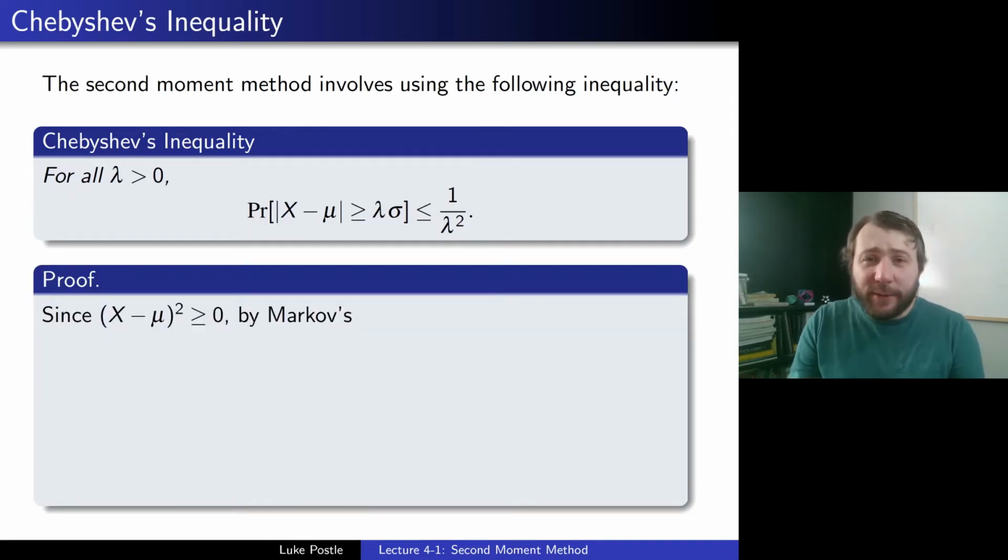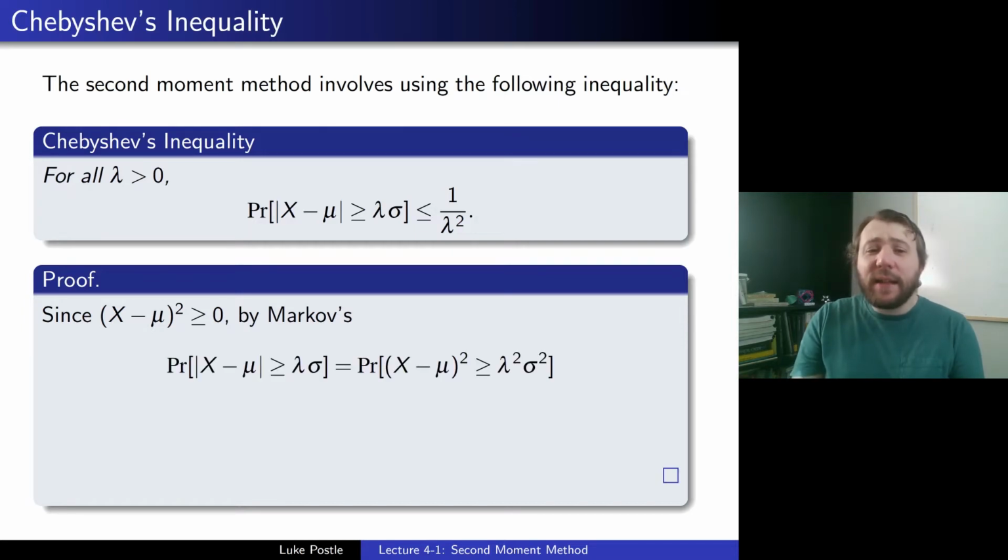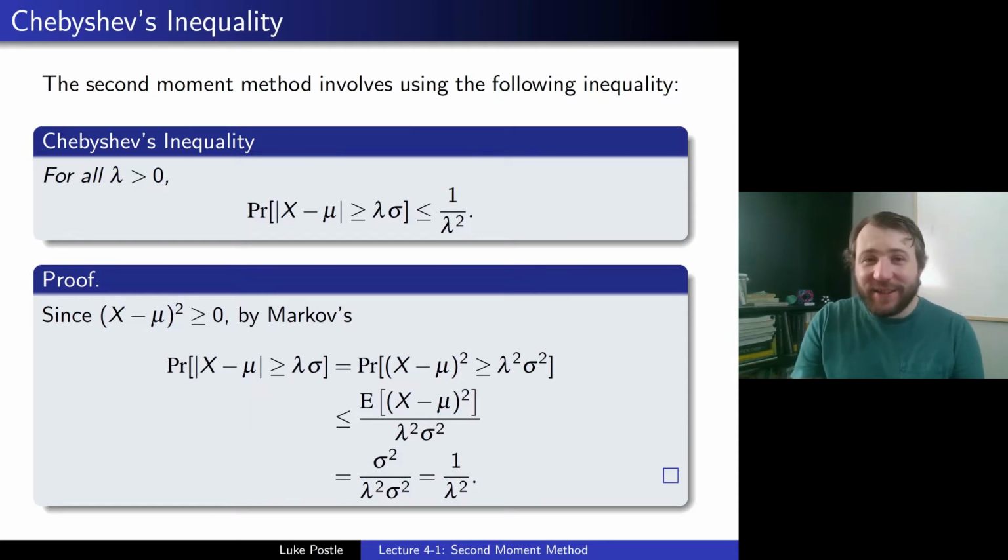Well, we look at the variable (X minus mu) squared, which is non-negative as it's a square. So we can apply Markov's to it, and hence we find that the probability |X minus mu| is at least lambda sigma, well, you just square that, so you get the probability (X minus mu) squared is at least lambda squared sigma squared, which by Markov's is the expectation of (X minus mu) squared over lambda squared sigma squared. So here we're taking a to be lambda squared sigma squared. And then you realize the numerator is sigma squared, it cancels, you get 1 over lambda squared as desired. So that's the proof of Chebyshev's inequality.